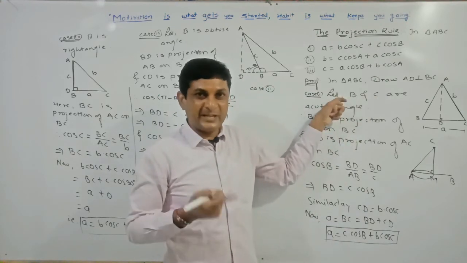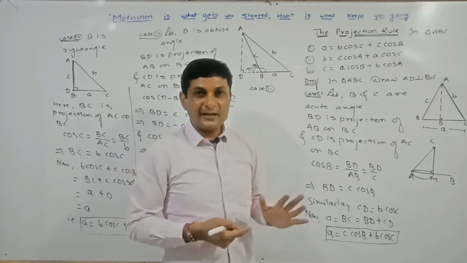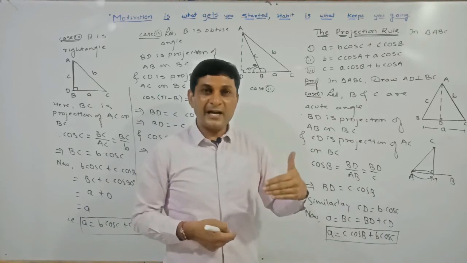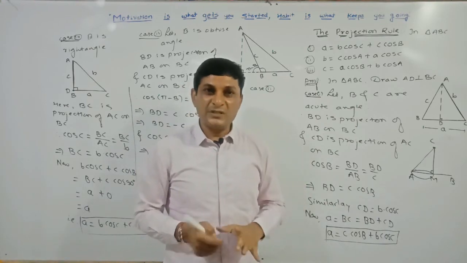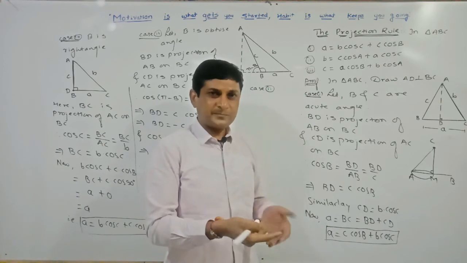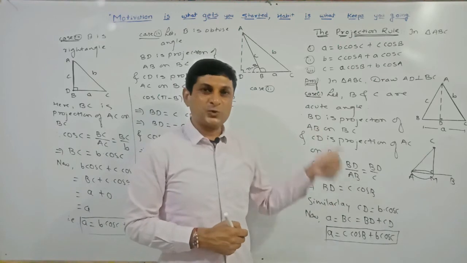For B all the results are done. B here was acute, here obtuse, and there right angle. Now C here was acute, but what have we not done? We have not proved this result by considering C as obtuse and C as right angle. But the same method we are applying in these two cases also.